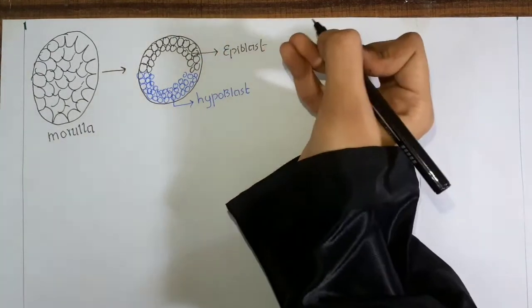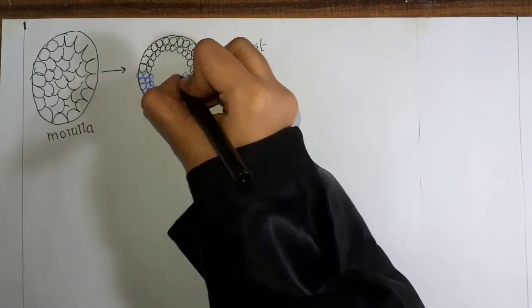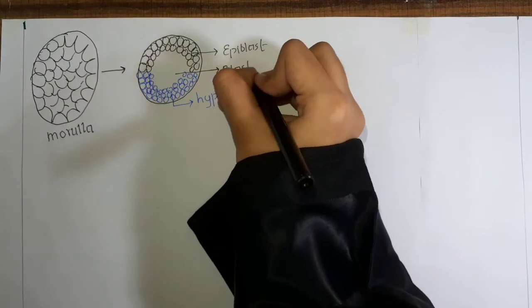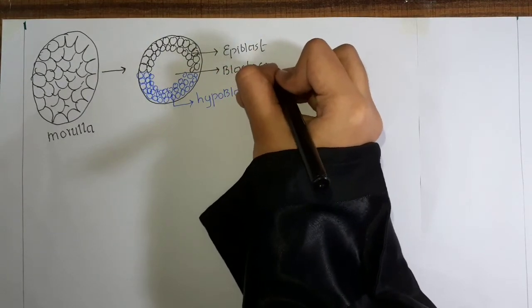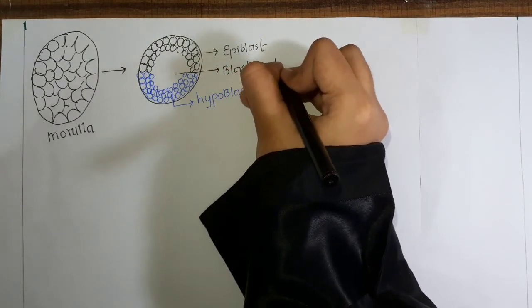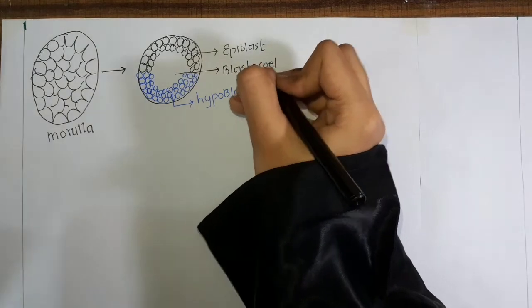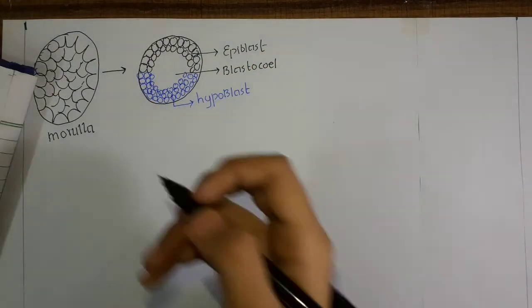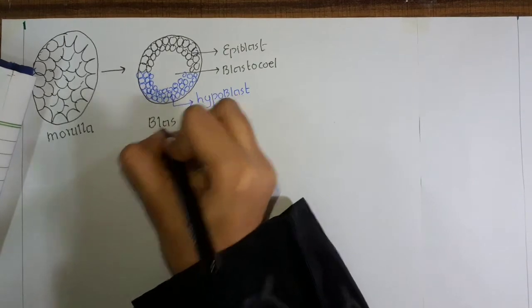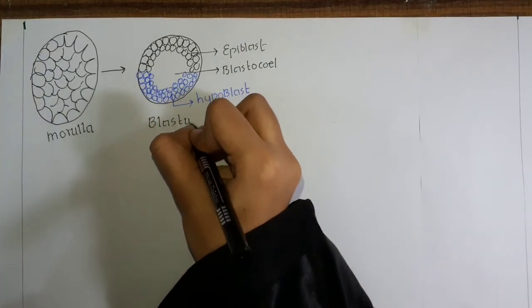And the cavity which is formed inside the blastodisc is called the blastocele. What is it called? Blastocele. This stage is called blastula. It is very important, that's why I am repeating.